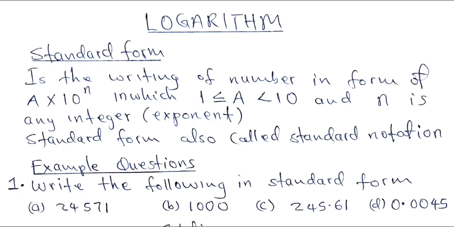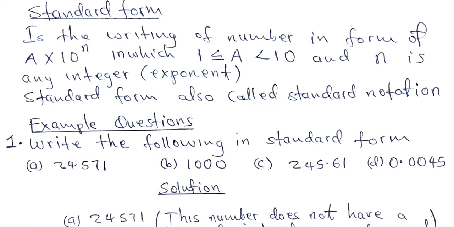Okay, first of all, what is a standard form? Standard form is a writing of a number in the form of a times 10 exponent n, in which a must lie between 1 up to 10. It means 1 must be less than or equal to a and also less than 10. And n is any integer. It is 10 with an exponent, as you see here. This is a times 10 exponent n. So n is the exponent, and it will be any integer.